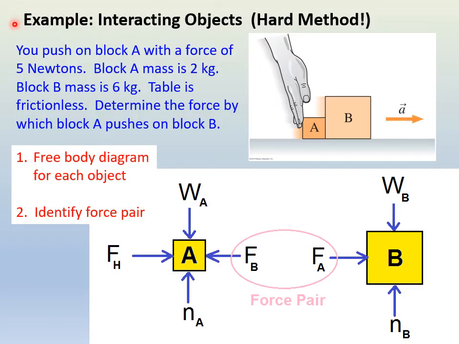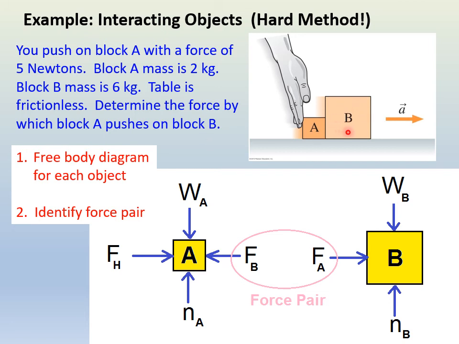So this example here, the picture was showing a hand sliding two blocks, A and B, across the table. You push on block A with a force of 5 newtons. So that's the force applied by your hand. Block A's mass is 2 kilograms, that's a small guy. And block B's mass is 6 kilograms, that's the large mass. And we're going to assume the table is frictionless in this case. So the question is, determine the force by which block A pushes on block B.